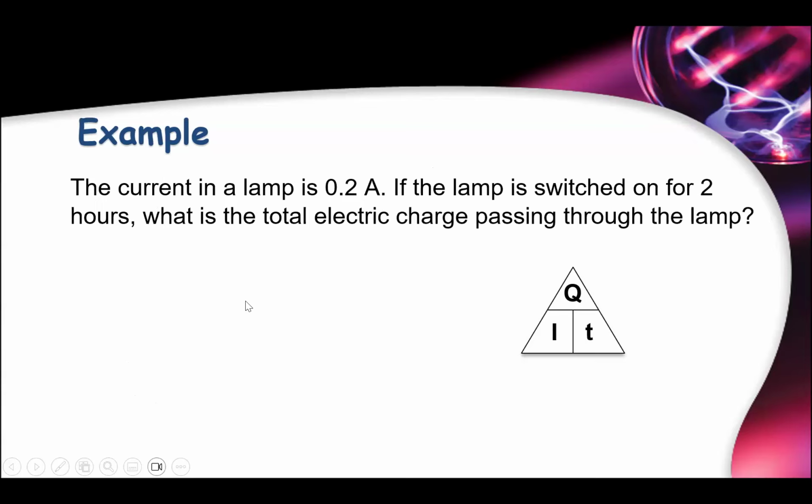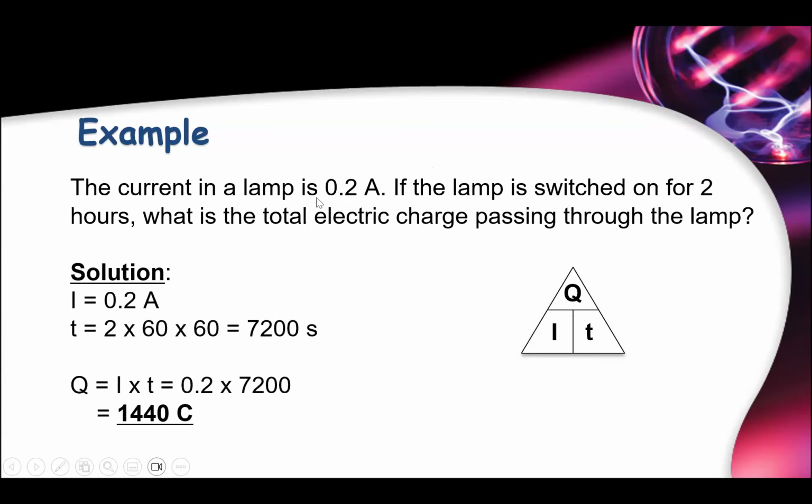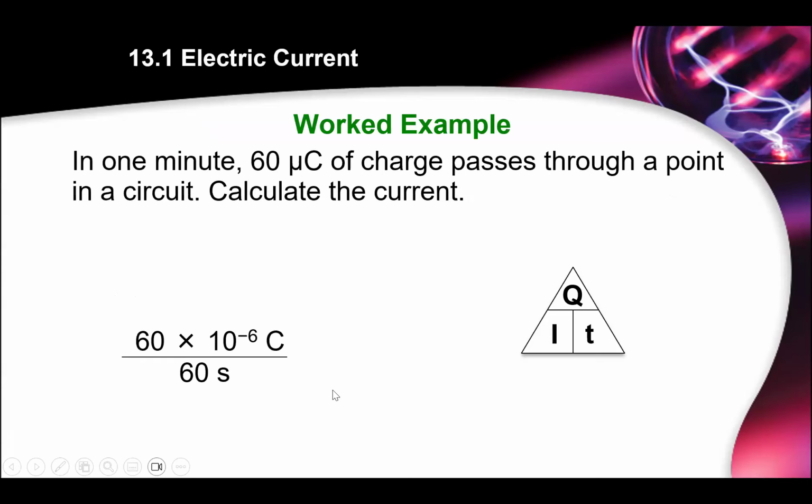Next question. The current in the lamp is 0.2 ampere. If the lamp is switched on for 2 hours, what is the total electric charge passing through it? Now I'm looking for electric charge, so I'm looking for Q. Q is I times T. My I is 0.2 ampere times time, 2 hours. Again, I need to change 2 hours into seconds, which is 7,200 seconds. So I get the total amount of electric charge is 1,440 coulombs.